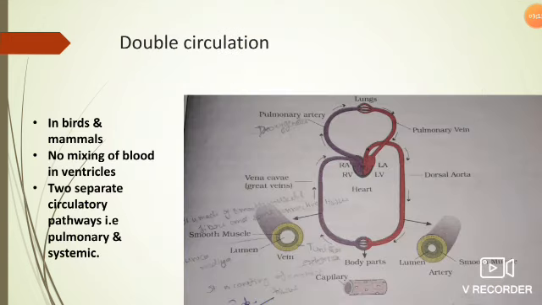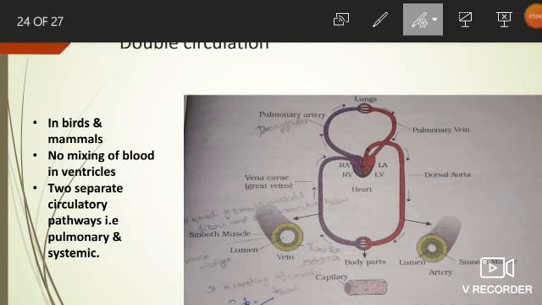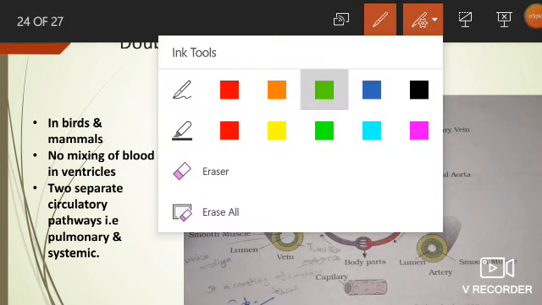Now, we will study double circulation. In birds and mammals, there is no mixing of blood in the ventricles, as we have seen that in the three-chambered heart, that is in incomplete double circulation, there is mixing of blood in the ventricle as the ventricle is only one in number. There are two separate circulatory pathways in double circulation, that is the pulmonary pathway and the systemic pathway. Now let's discuss it one by one.